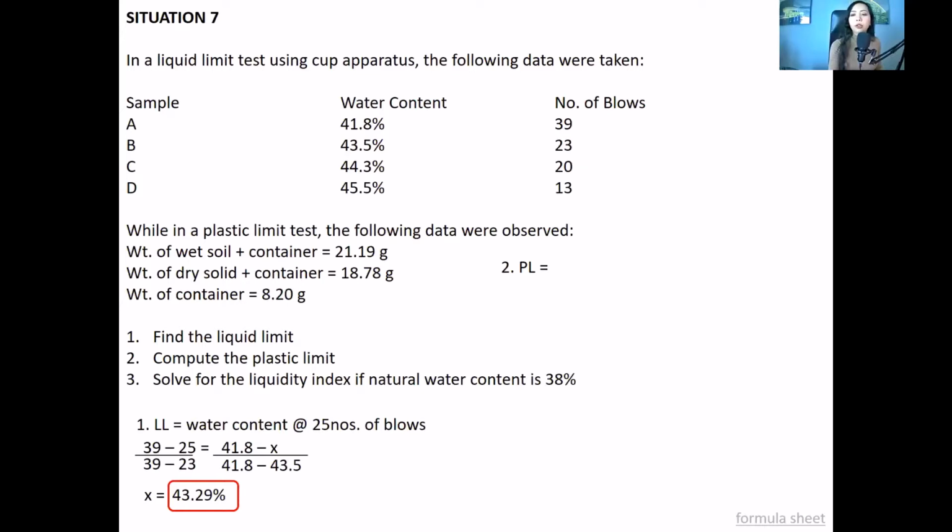But if we're going to compute for the plastic limit, again, we already have the information that is needed to answer this one. We will just reuse the formula na ginamit natin dun sa situation 6. So we have moisture content is equal to weight of water over weight of soil. Yung weight of water is, again, equals to the weight of moist soil sample minus weight of dry sample. And then yung denominator natin is weight of dry. Okay.